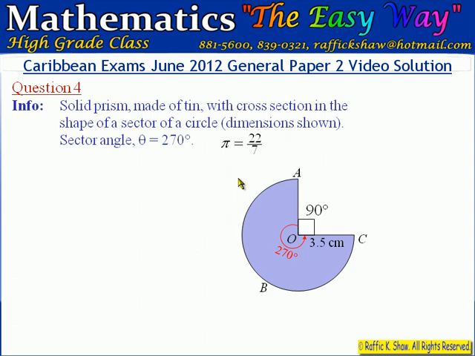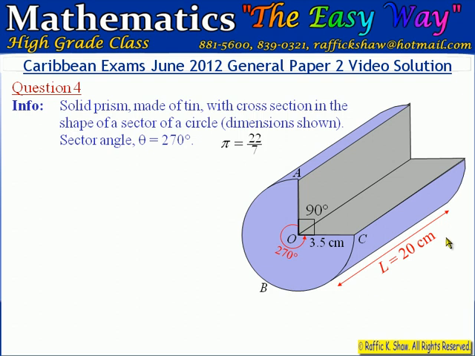We are also told that the length of the prism is 20 centimeters. That's down in section B. So we can go ahead and show the length of the prism. This is how the prism would appear if we were to show the full length. The cross section of the prism is the sector of a circle, where the sector angle is 270 degrees. The radius of the sector is 3.5 centimeters, and the length of the prism is 20 centimeters. So let's go now and answer the questions.